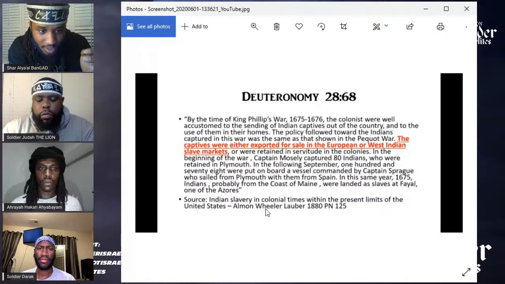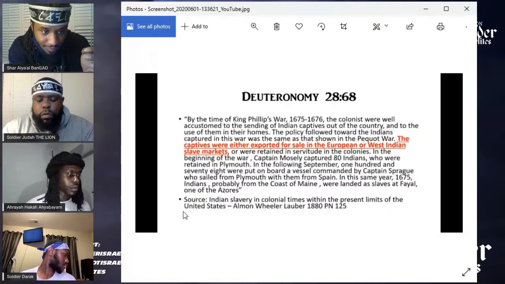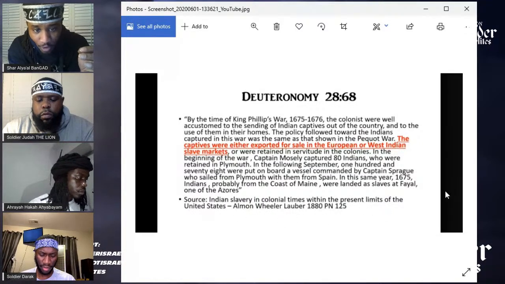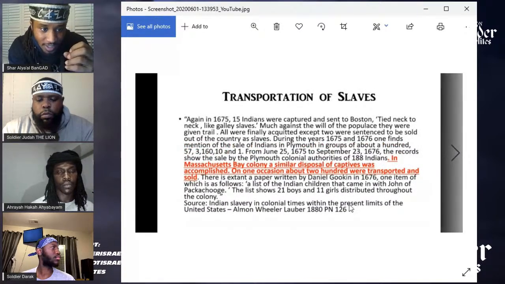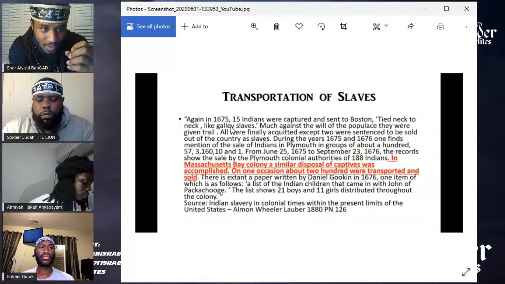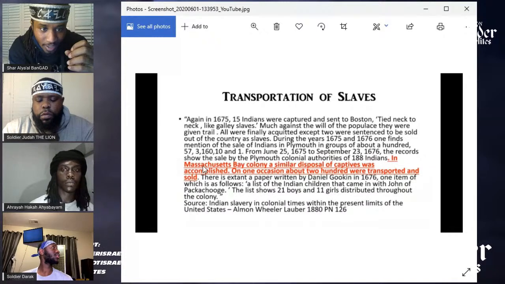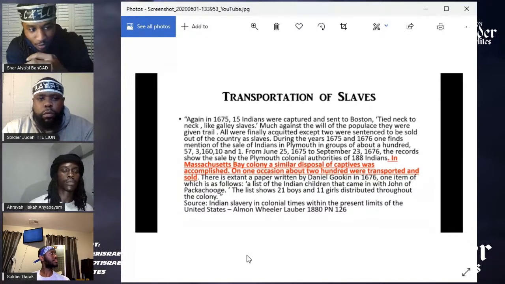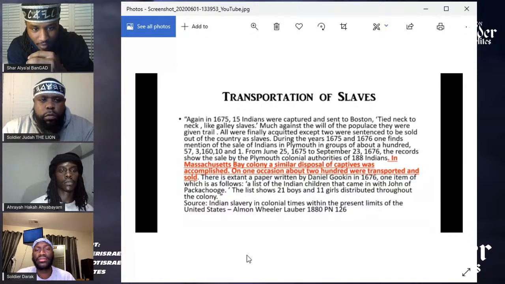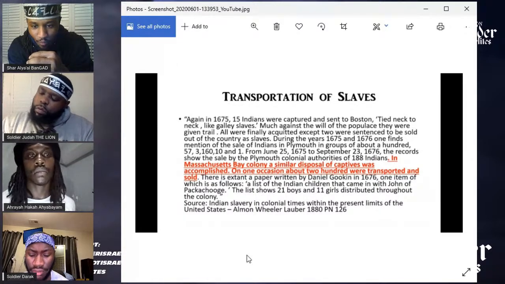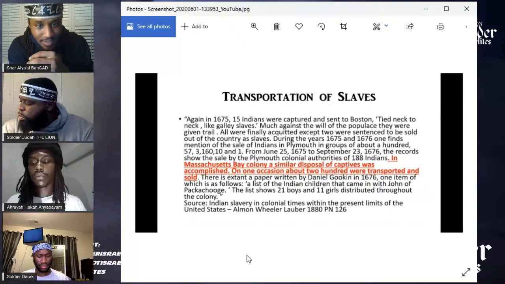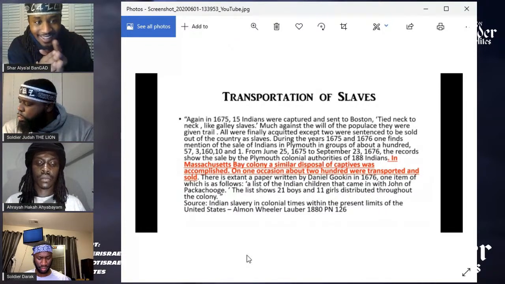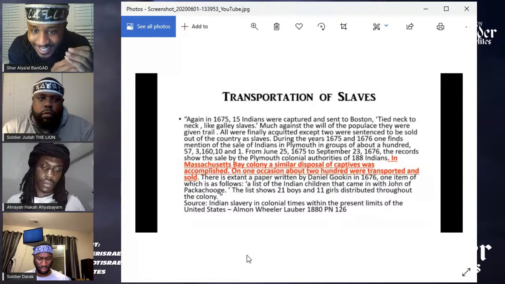This again is from the book Indian Slavery in Colonial Times within the present limits of the United States by Almon Wheeler, on page 125. We could go on all day long. Transportation of slaves, right? Again, in 1675, 15 Indians were captured and sent to Boston, tied neck to neck. What's that scripture saying? Deuteronomy 28:48, where it says he's going to put a yoke of iron upon your neck until he has destroyed thee. That didn't just happen to the Southern Kingdom, ladies and gentlemen, because here we see Indians tied neck and neck like galley slaves, right?